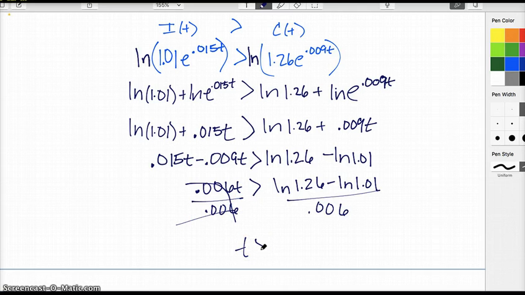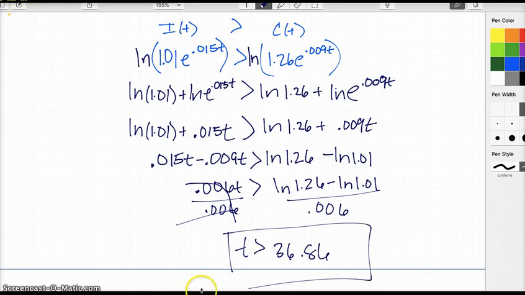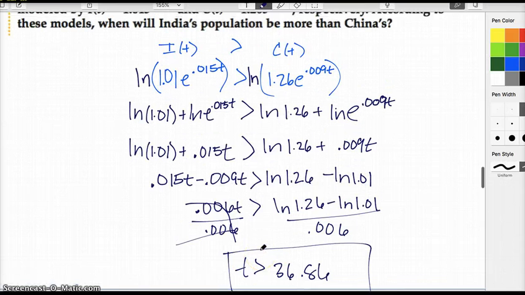And I like to leave all of my calculator work for the end so I can get my t value. So t has to be greater than, according to my calculator, 36.86 years. So in 37 years, we expect the population of India to be greater than the population of China. Well, 36 years from 2000, so 2036.